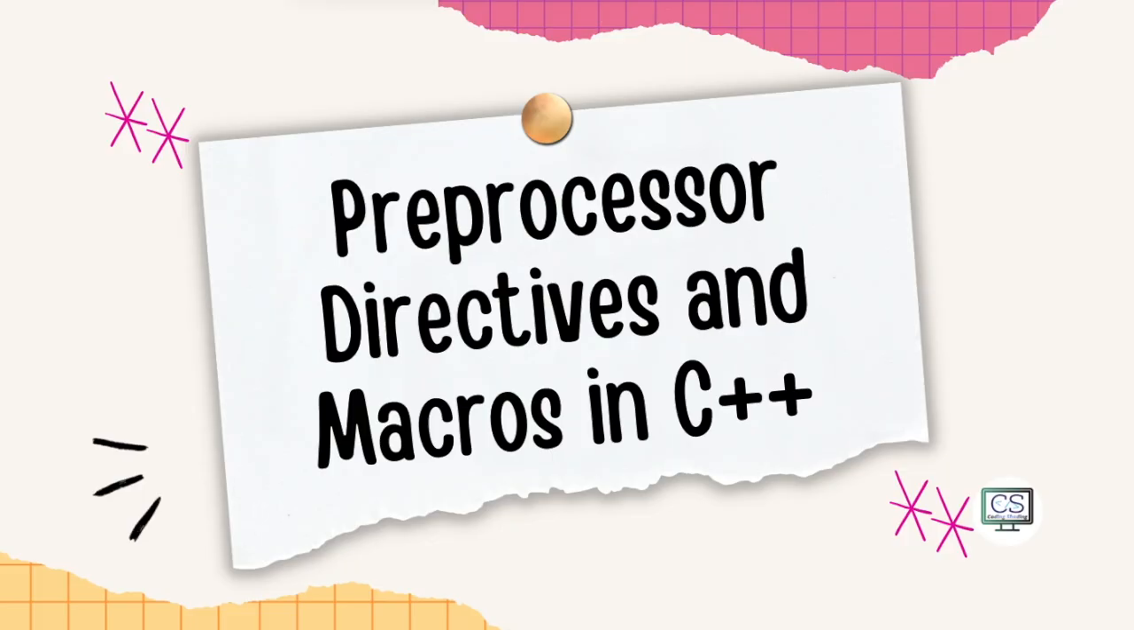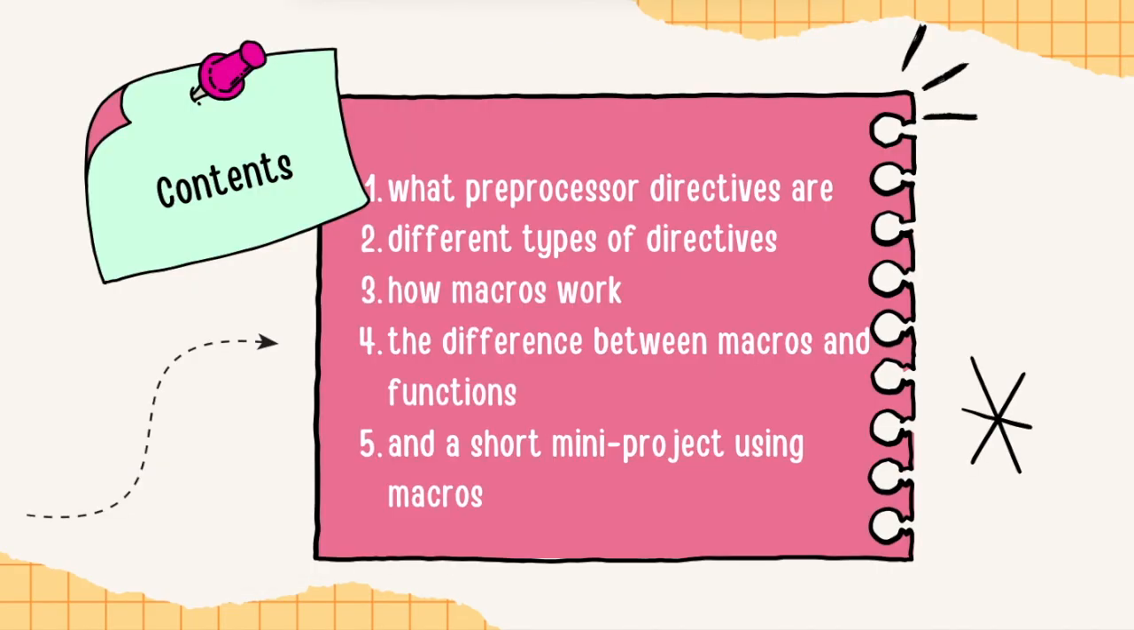We are diving into one of the most powerful and behind the scenes features of C++, preprocessor directives and macros. These are special instructions that are processed before your code is actually compiled. By the end of this video, you'll learn what preprocessor directives are, different types, how macros work with and without parameters, the difference between macros and functions, and a short mini project using macros.